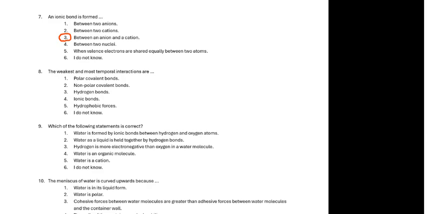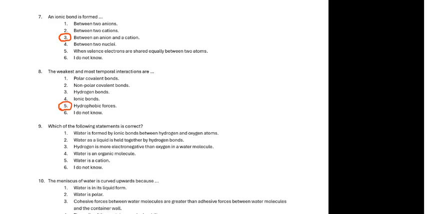So number 8, the weakest and most temporal interactions are, so covalent bonds are stronger than all the bonds. So covalent bonds are the strongest. So we have 1 and 2 here. They are the strongest. So we leave out 1 and 2. So let's go to 3. So we have hydrogen bonds. Hydrogen bonds are weaker than ionic and covalent. So the correct answer is hydrophobic forces. They are the weakest, which also fall under van der Waals forces.